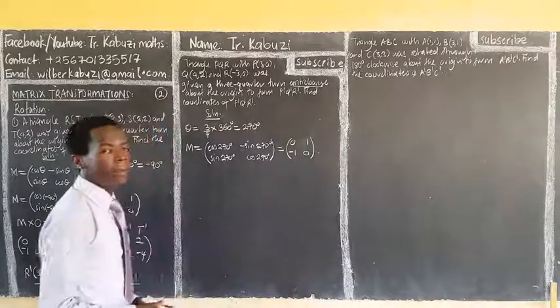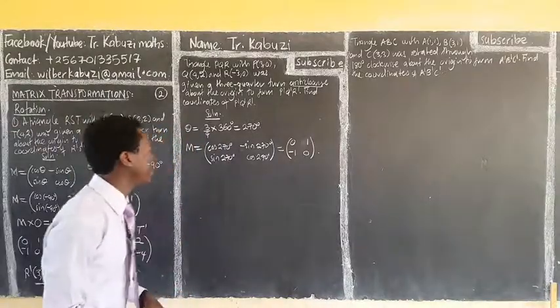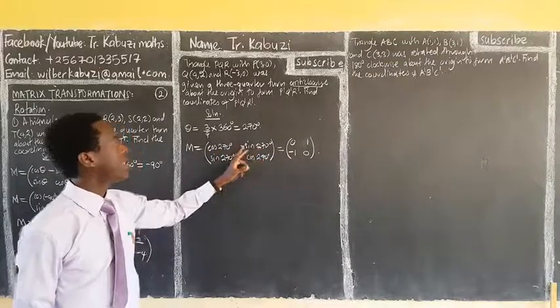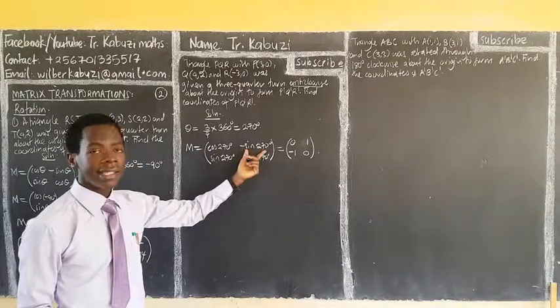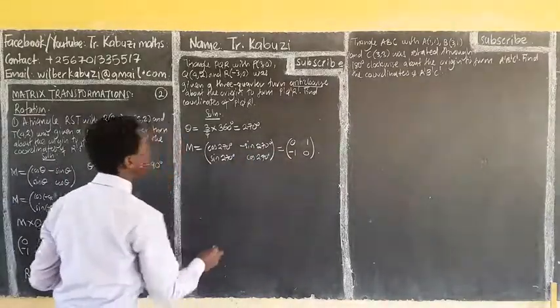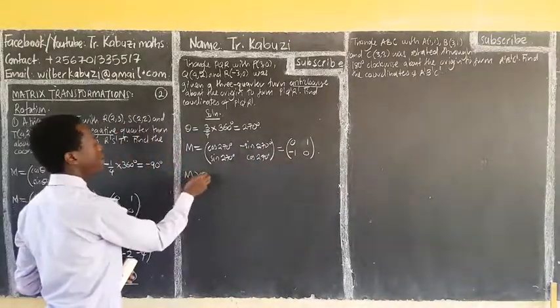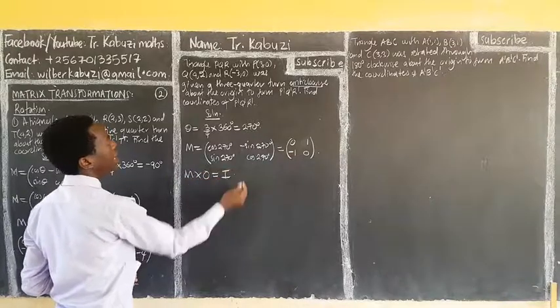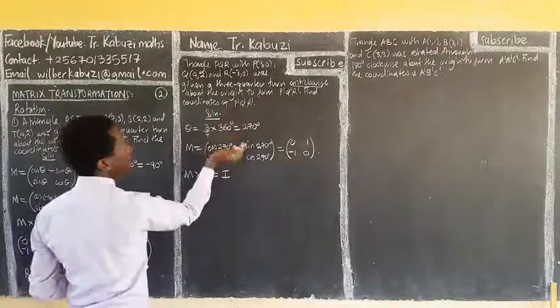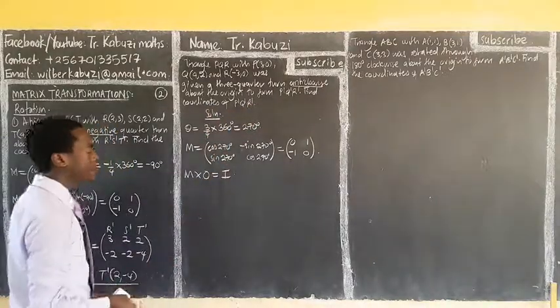Me, of course, I know them because these are good angles. So when you just press them on the calculator, cos 270 is 0, and negative sine 270, you press it like that. Now this is the matrix of transformation. So now I know that M times the object, I should get my image. A 3/4 turn, anti-clockwise, positive, as simple as that.